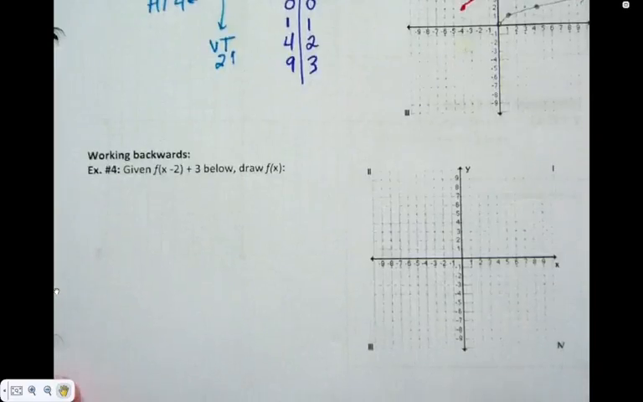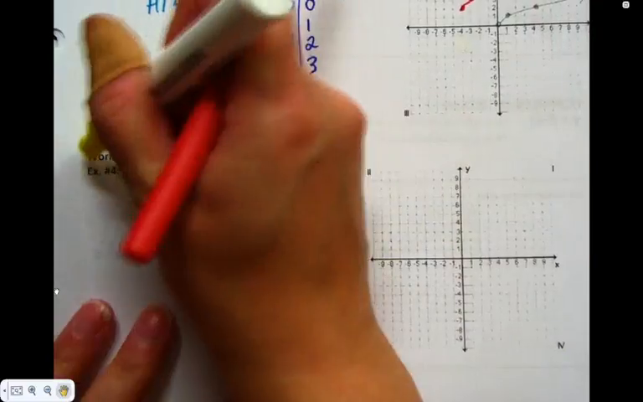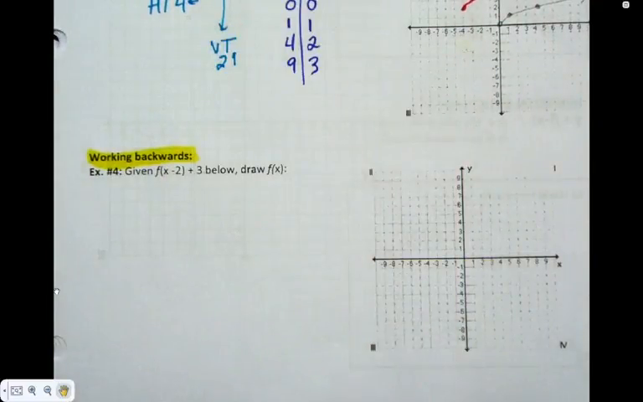Here's a working backwards question. The exam loves these, the textbooks love these, because working backwards means you understand something better than if you're just working forward. We call it a higher order thinking skill. So it's one thing to know something, it's another thing to have to explain something, it's even more to have to work backwards from something.